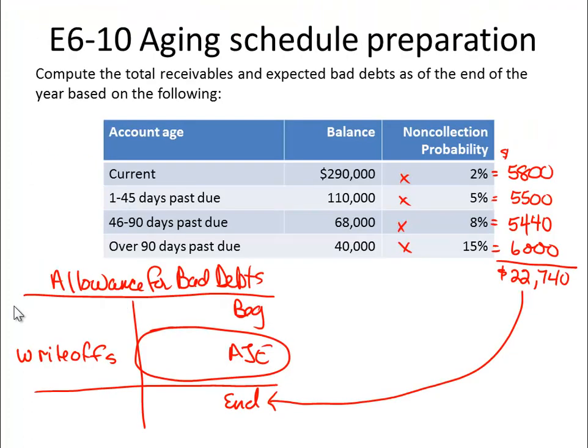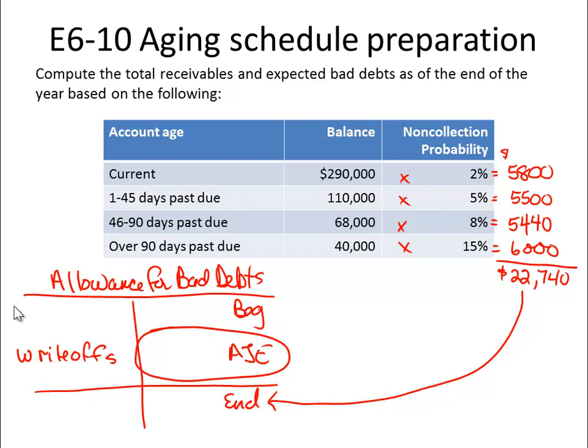So what you do with the aging method is you take your accounts receivable balance, and in this case, you stratify it by when did you hear from the customer last. So are the accounts current? And in this case, 290,000 of your accounts receivable are current, meaning the customer has paid or the sale has taken place within the last 30 days.